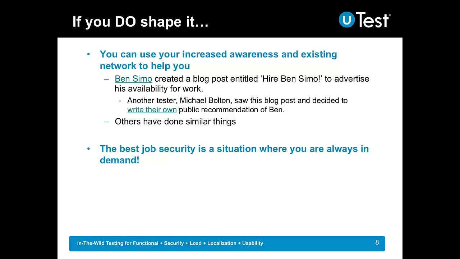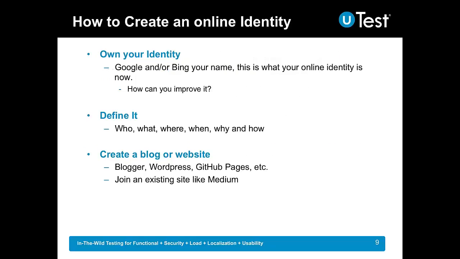So, okay, how do you create an online identity? Well, as I said, you already have an identity now. You just need to understand what it is. You can Google or Bing and see what your online version of that is, if you have anything. That's always fun to do. I'm sure many of you have done that. I know I have.